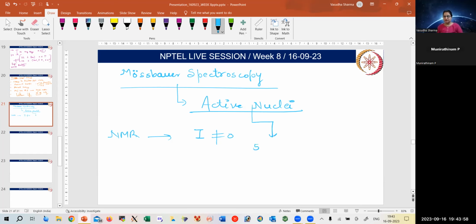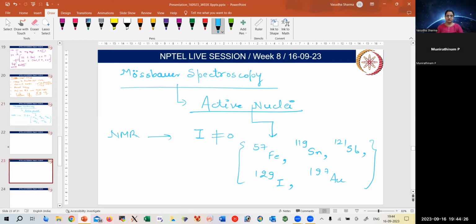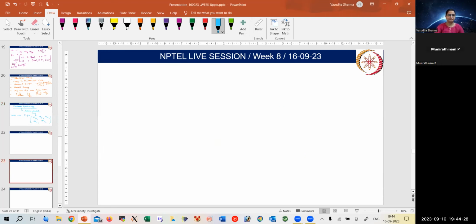Similarly, for Mossbauer spectroscopy, there are certain active nuclei and certain isotopes. For example, the commonly known iron-57, the 119 isotope of tin, then antimony, then 129 of iodine, and 197 of gold. So mostly you will be coming across these 4 or 5 isotopes which give the Mossbauer spectra. There are others also, but mainly we talk about these, and we will be starting with our first nuclear system, which is iron-57.